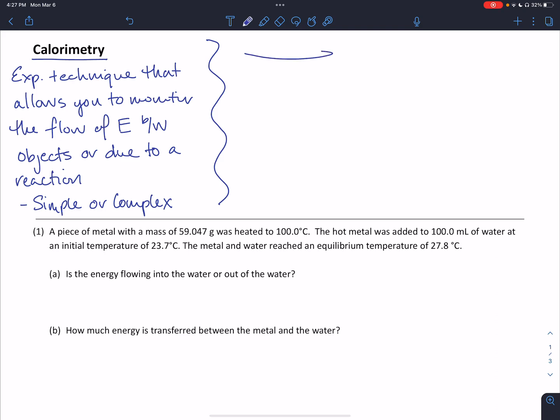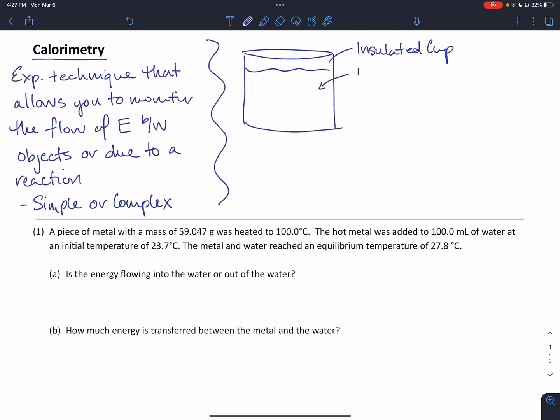Usually when I work calorimetry experiments, I draw a little picture. Now, this is not required, and as my students will tell you, I'm not an artist. Usually the apparatus that we use is some sort of insulated cup. A styrofoam cup seems to work the best. We use coffee cups all the time. In that, we tend to use a substance that has a pretty high specific heat, and one of the best substances for these types of experiments is water.